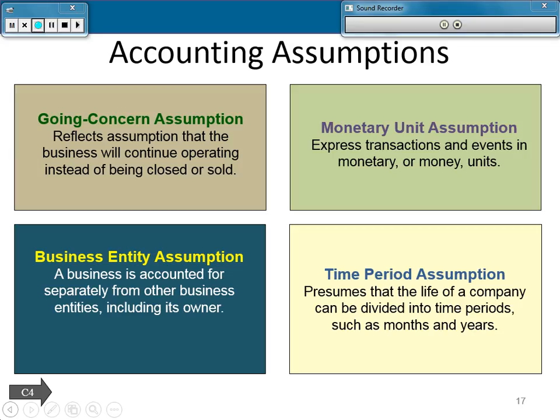Monetary unit assumption. That just means all transactions, we're going to express them in monetary units, meaning in dollars. Okay? Time period assumption, an accounting period is broken down into months. So a 12-month period could be an accounting period. It doesn't matter if the 12 months started in February and ended 12 months from there. That 12 months will be considered an accounting period.